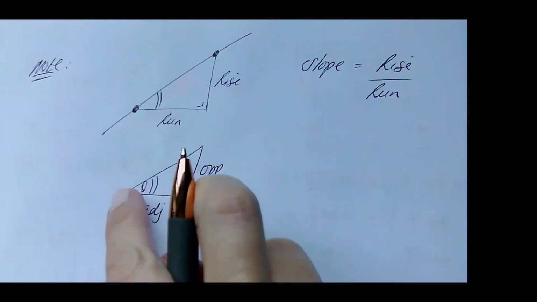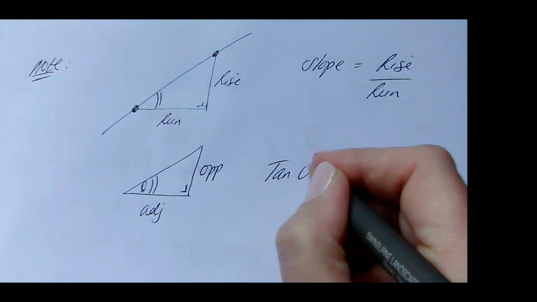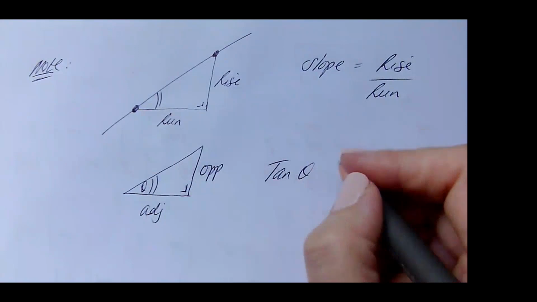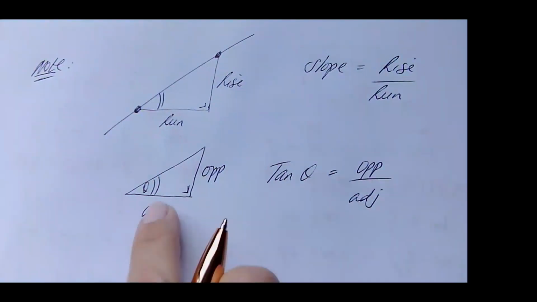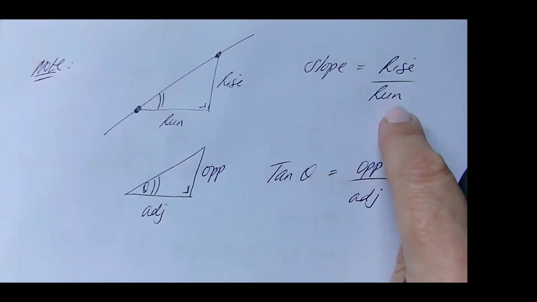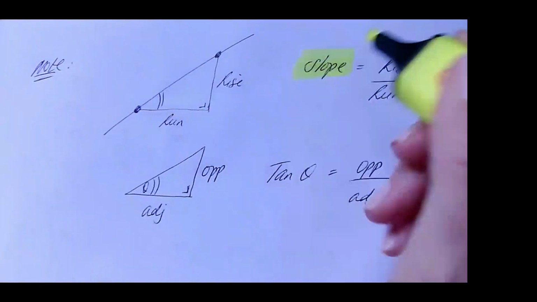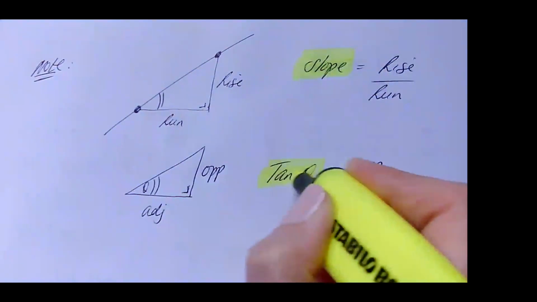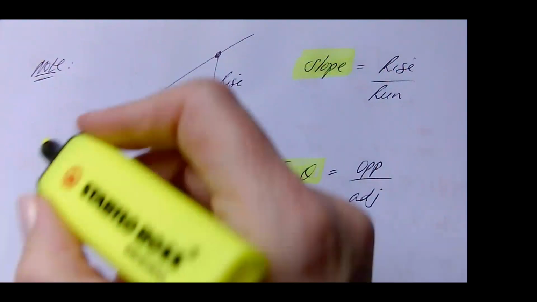And the slope of the line, therefore, is linked to tan of that angle, which of course is opposite over adjacent. And that is, of course, the same as rise over run. So that means that the slope of the line is the same as tan of the angle there. Tan of that angle there will give you the slope of that line.